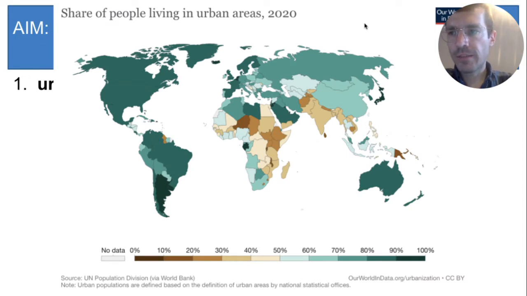Take a look at this map, which shows the percent of a country's population that lives in cities. Pause the video and identify 3 countries where over 80% of the population is urban. That's these 2 darker shades of green. And identify 3 countries where less than 30% of the population is urban. That's these 2 darker shades of orange.